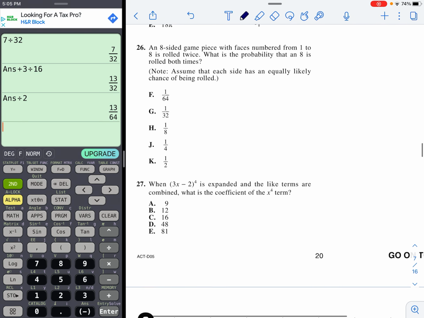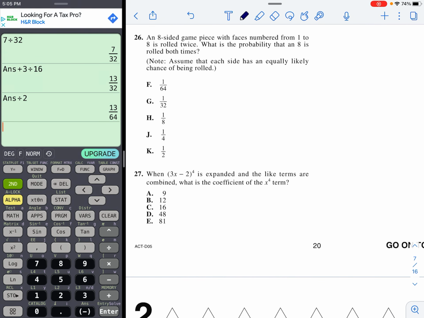Number 26, an 8-sided game piece with faces numbered from 1 to 8 is rolled twice. What is the probability that an 8 is rolled both times? Those are independent events. So you just have here 1/8 times 1/8. Answer choice F, 1 out of 64.